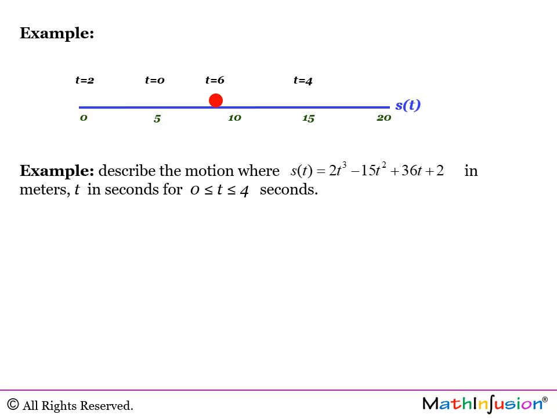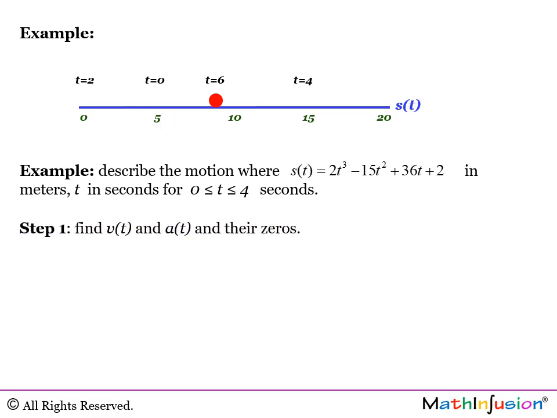Let's do an example. Let's describe the motion where s of t equals 2t to the power of 3 minus 15t to the power of 2 plus 36t plus 2, in meters and t in seconds, for t greater than or equal to 0 and less than or equal to 4 seconds.